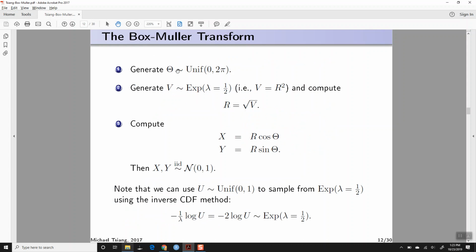So to do this, we're going to just say theta comes from the uniform. Generating values from the uniform distribution is easy. We'll generate v from the exponential, and then we'll just take the square root of v to be our r, right? And then we convert the values r and theta from polar coordinates to get an x and a y. And x and y will then both be coming from the standard normal distribution.